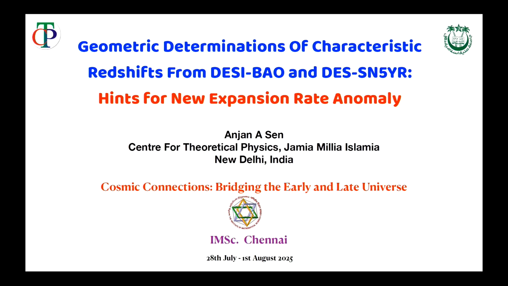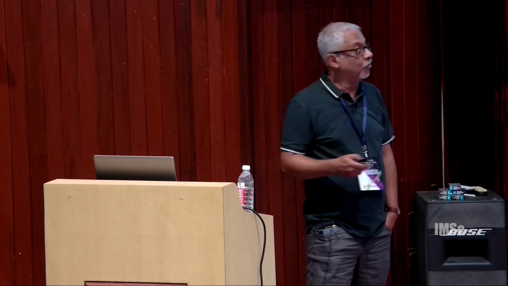What we have done is basically we try to find out from the DESI BAO and DES supernova data if there is any special redshift in the universe, especially in the low redshift region. And if we can find those special redshifts, can we measure the Hubble parameter at those special redshifts in a kind of model independent way, and compare with Planck to see if they are consistent with Planck or not.